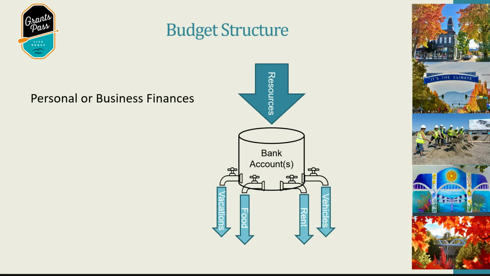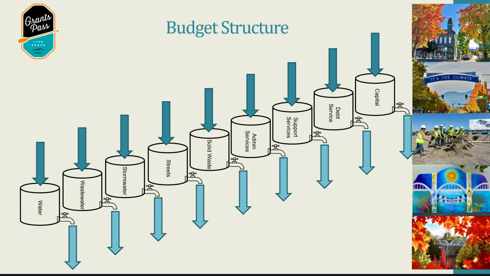So one of the key takeaways here is the government does not necessarily function like your own personal bank account. As an individual, you take money in, and you can spend it however you want. In the government, we have to take in those revenues into different buckets and ensure that those buckets are only spent on those items. We can't use water dollars to pay for sewer items, or we can't use water dollars to pay for general fund departments like public safety or planning.